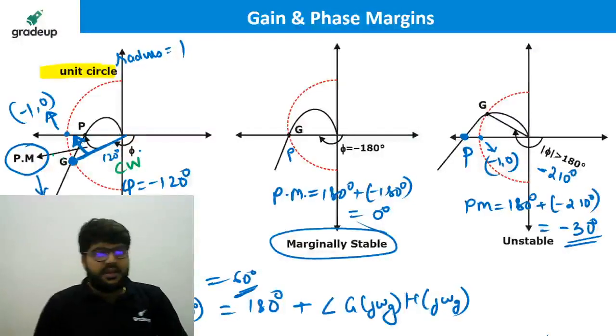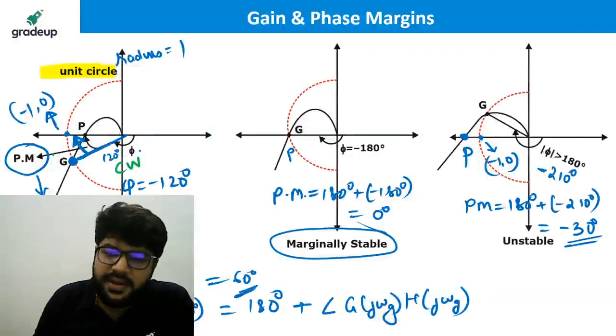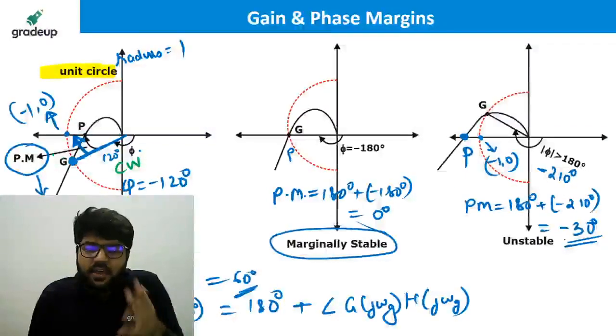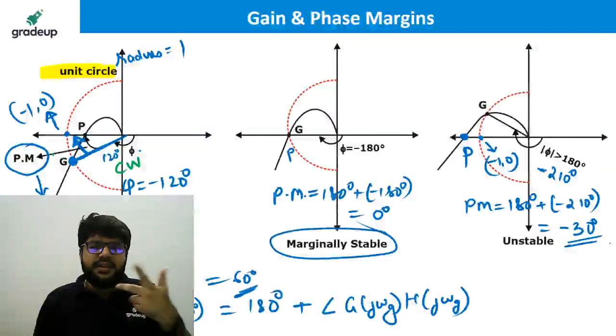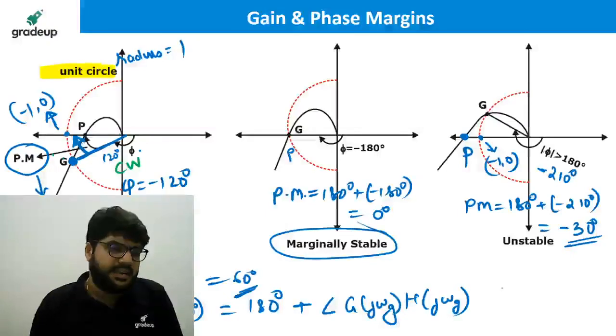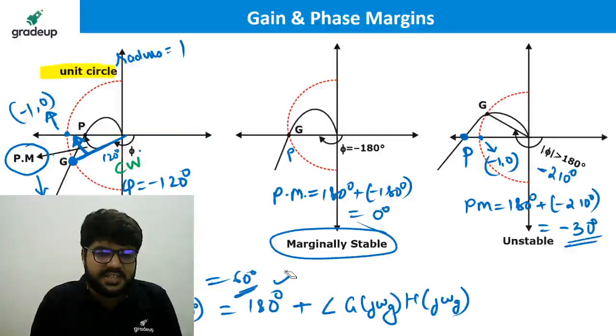Okay, where the formula is applicable, we will see with the question. Just wait for the question. So here it is minus 30 degree. Why negative? Because actually there is no margin. The system is already unstable, and because it is unstable, the phase margin is coming as negative. That means for a stable system, the phase margin should come out positive, like this is 60 degree.